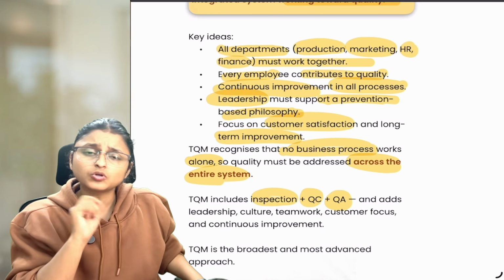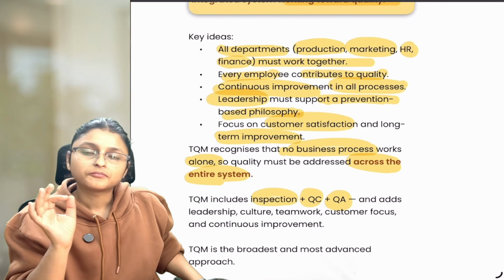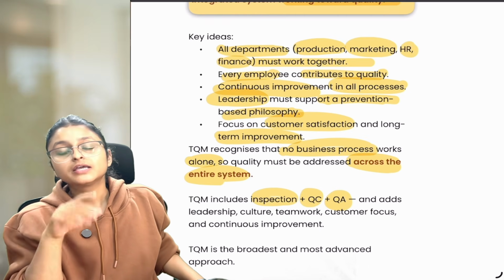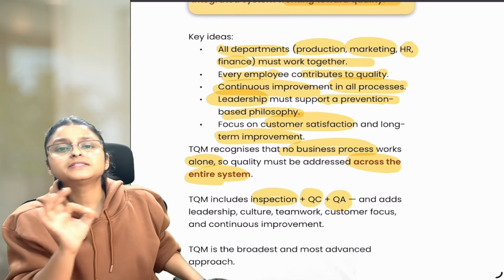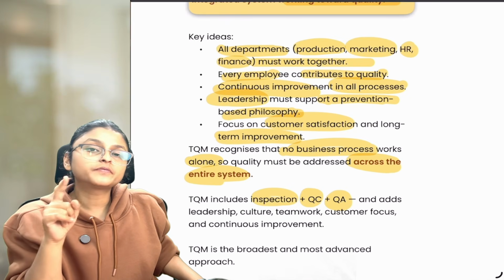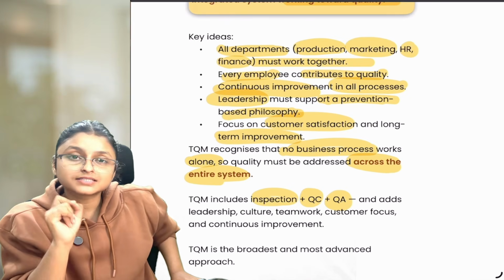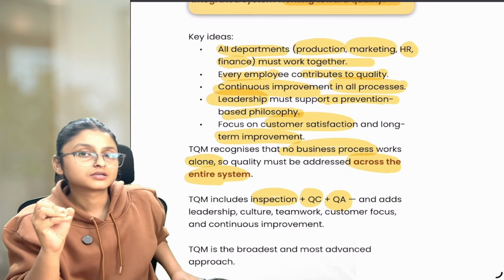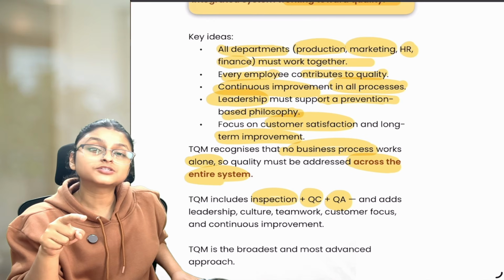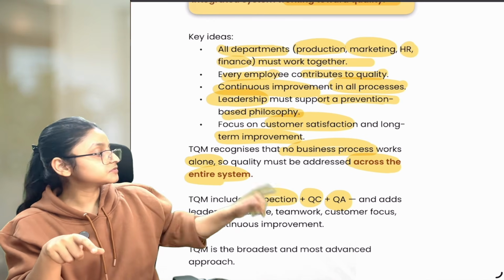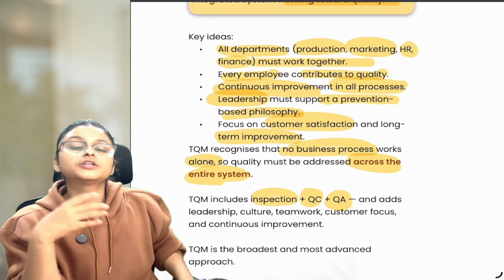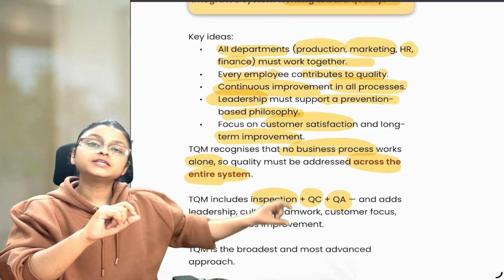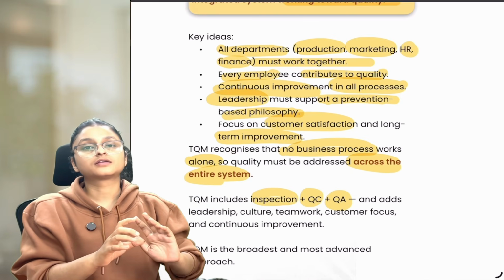TQM is also based on quality assurance only. That prevention will be there, but everyone will be involved for the same. But think about it. Is it guaranteed that there will be zero defects? We also understood when we understood Six Sigma that in Six Sigma also there is no guarantee that zero defects will be there. There will be some defects. And it's important for the organization to detect those defects. And that is why inspection and quality control will be there, even if you are applying TQM. Even if you are applying quality assurance, quality inspection and control will be there.